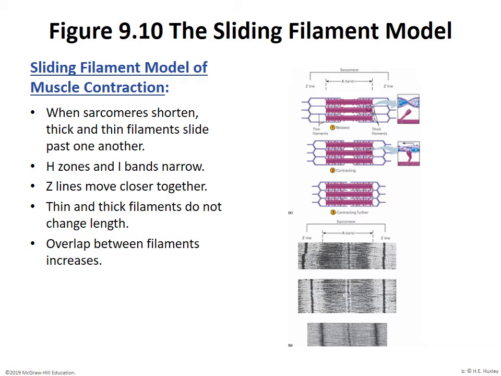But anyway, as the muscles contract, the sarcomeres are going to shorten because the myosin is pulling the actin towards the middle. And since the actin is attached to the Z lines, the Z lines get pulled closer towards the middle. And so this is how muscles contract.